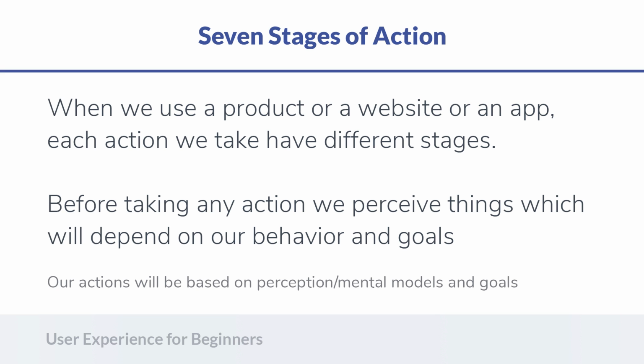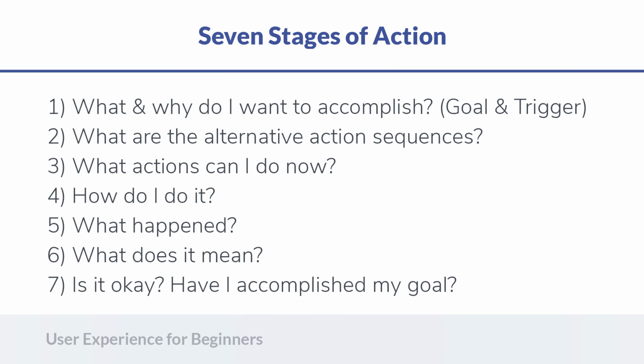So let's see what are those 7 stages of actions. These 7 stages of actions were also proposed by Don Norman. Let's see what are those 7 steps. Number 1 is what and why do I want to accomplish. First is our goals and triggers. What is triggering us to accomplish this goal?